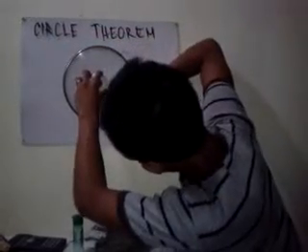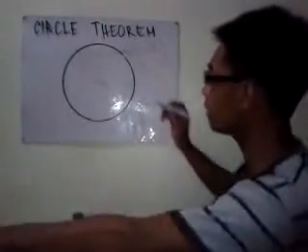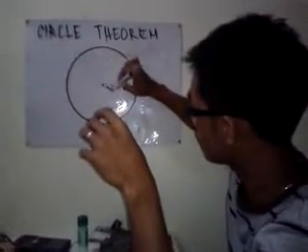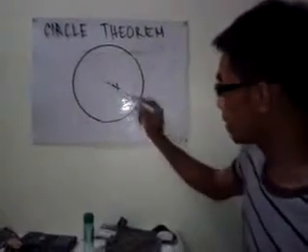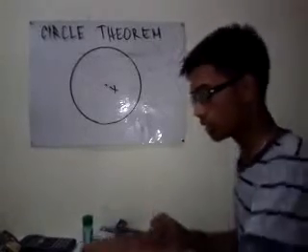Circle. Okay. Now I'm going to name the circle as circle X, because the middle is named X.